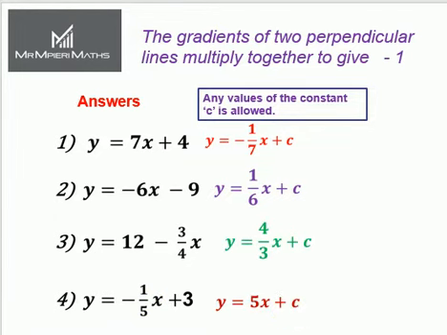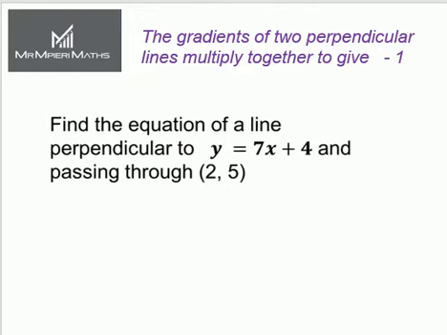Now, this is a typical exam question, and it says: find the equation of a line perpendicular to y equals 7x plus 4 and passing through the coordinate point (2, 5). Have a go with this. Remember, this coordinate is given so that you can work out the value of c. Have a go, press pause, and when you are done, press play.